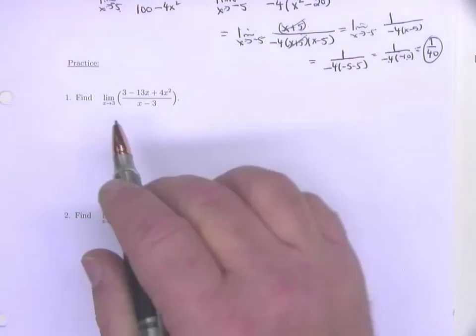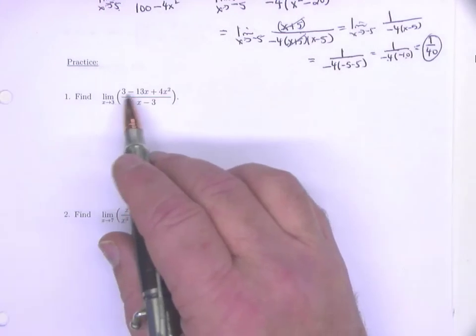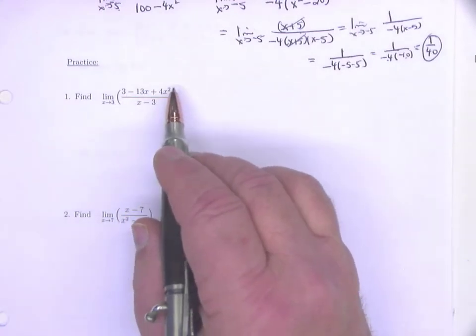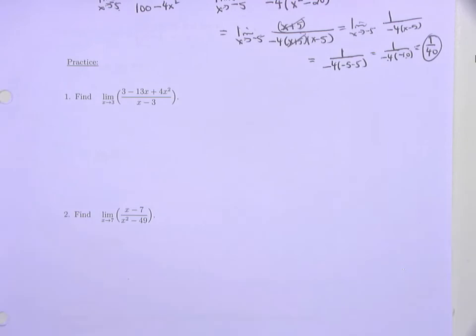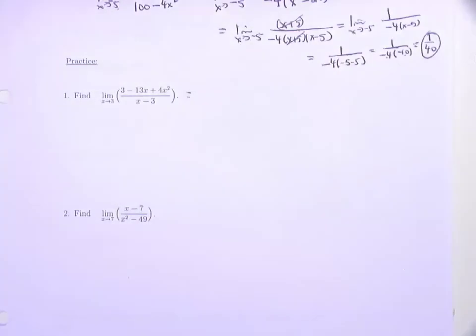It says take the limit as x approaches 3 of 3 minus 13x plus 4x squared divided by x minus 3. First rule of limits, what we're going to do: plug it in. And now, the other thing you're learning also is proper etiquette of mathematics. Look at how I write this stuff up. The object is, yes, to get the right answer, but that's not full credit. You got to get the right answer and write it up properly. When I plug in a number, I don't write limits anymore.